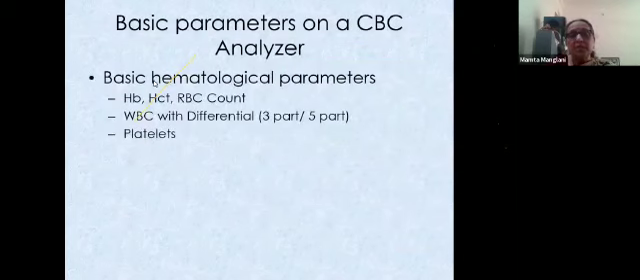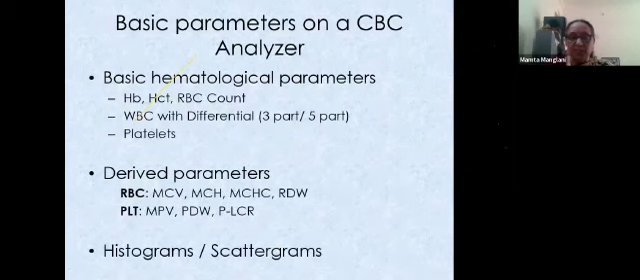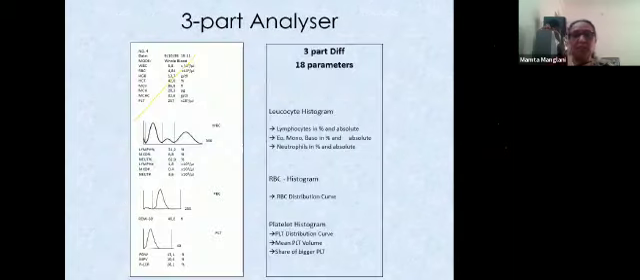Now, the basic hematological parameters we know are hemoglobin, hematocrit, RBC count, WBC with differential, either 3-part or 5-part. When we say 3-part, it does not differentiate between the eosinophils and the basophils separately. It takes them into granulocytes. Then platelets, and derived parameters which are RBC indices like MCV, MCH, MCHC, RDW, MPV, platelet distribution with platelet large cell ratio. All these parameters we will discuss one by one as we see the CBCs. And then you have the histograms or the graphs and the scatterograms that I showed you on the WBC parameter.